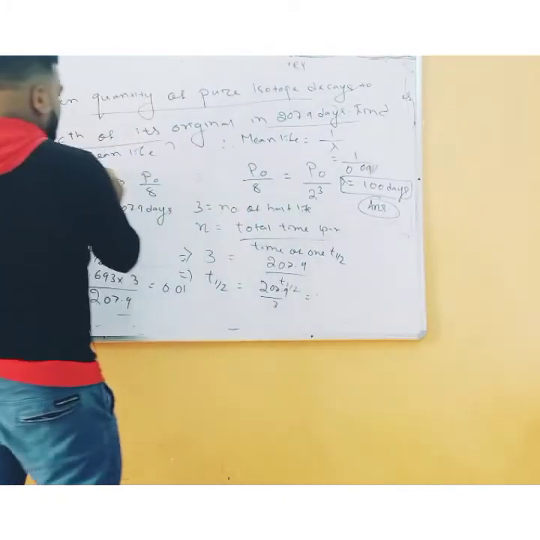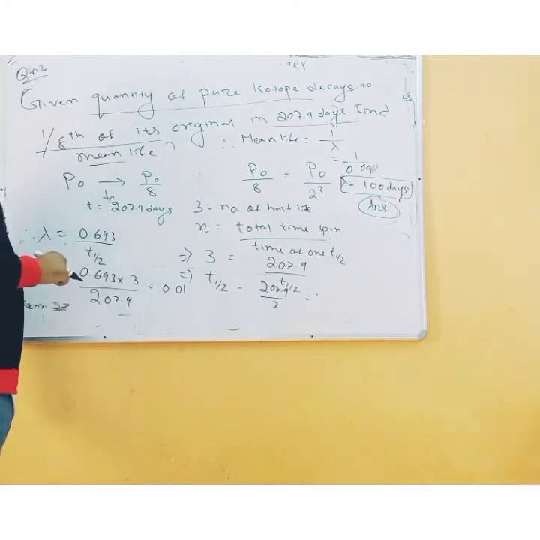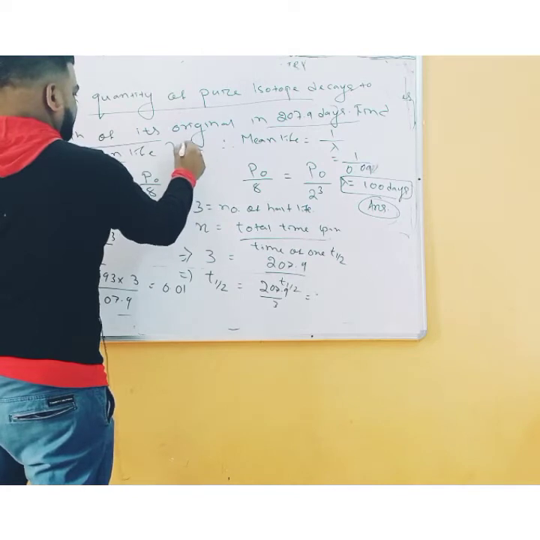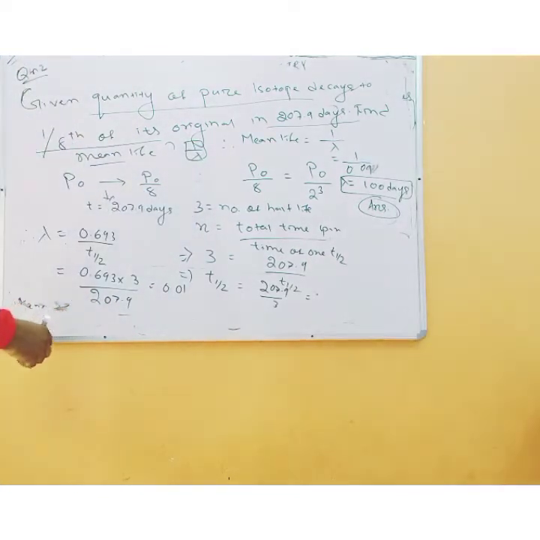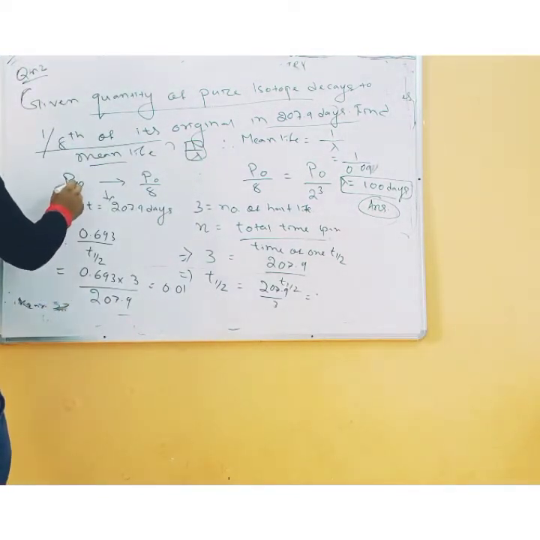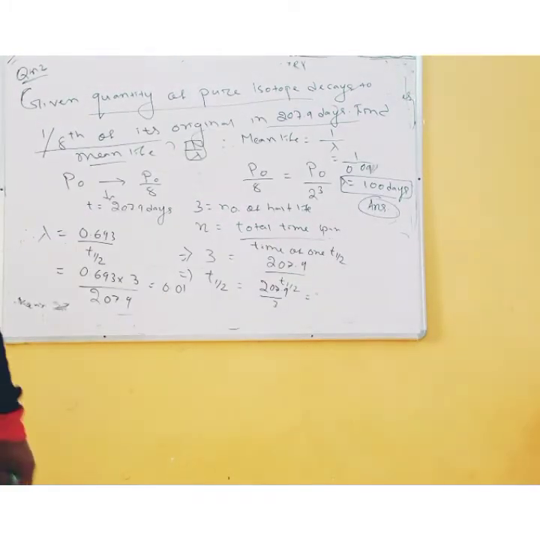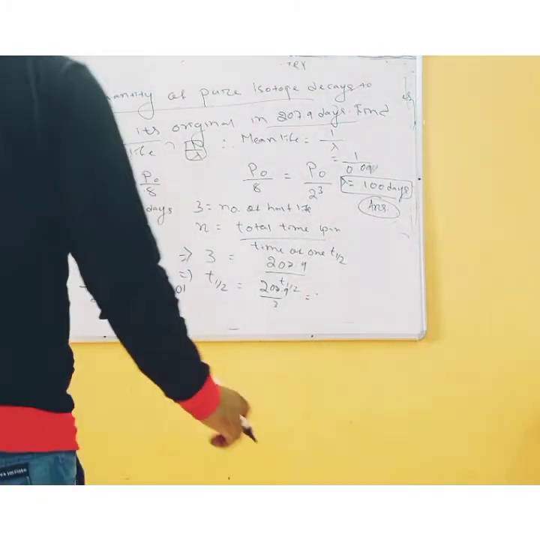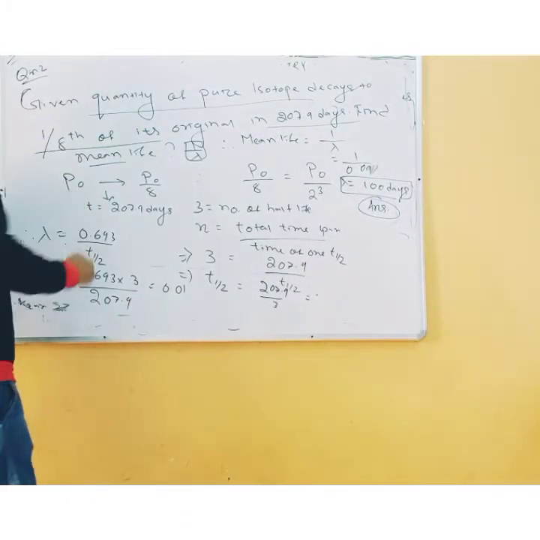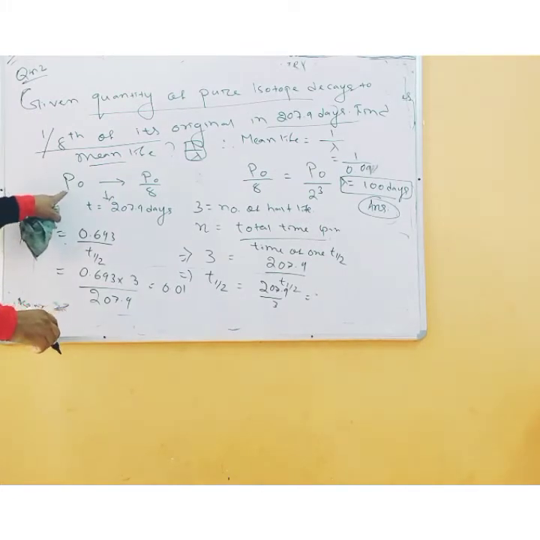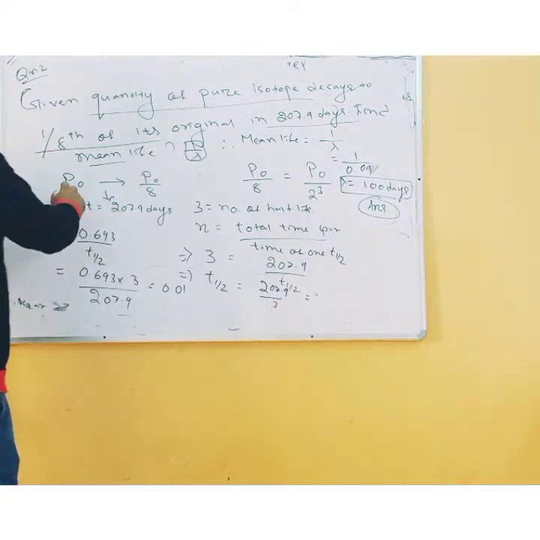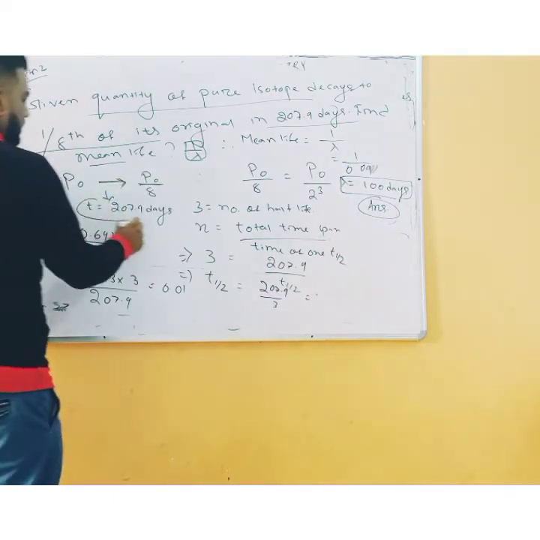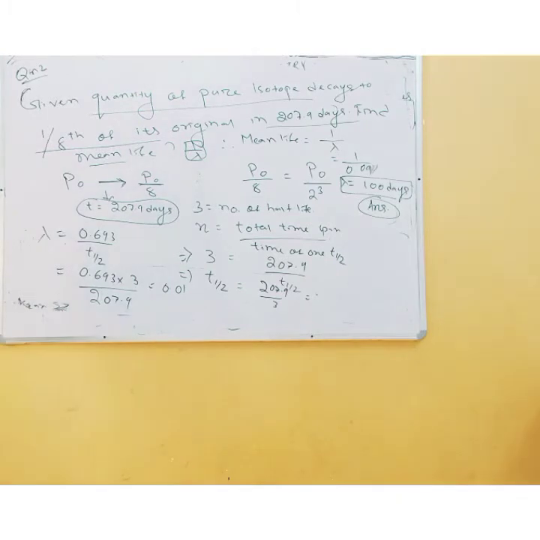Another numerical question: a given quantity of pure isotope decays to 1/8 of its original in 207.9 days. Find the mean life. You know the formula of mean life is 1 by lambda, 1 by decay constant. So here the concentration of parent nuclei at the time of formation is converted to P naught by 8 after t equal to 207.9 days.